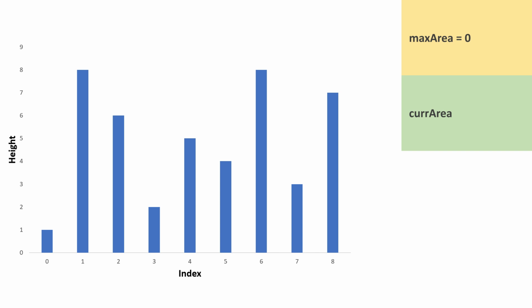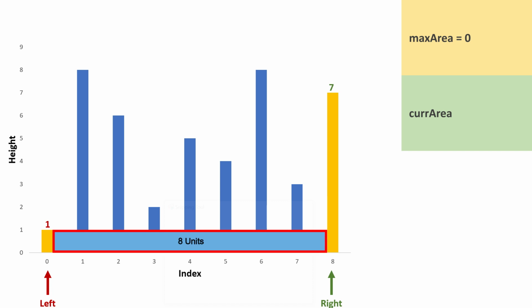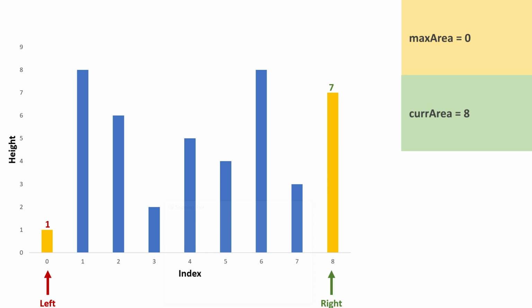As mentioned earlier, left pointer starts from the first element and right pointer starts from the last element in the array. For each iteration, we calculate the area that we can form using the current left and right heights. The area that we can form using these two heights is 8 units. So we update our current area to 8 units. This current area is greater than the max area that we have so far. So we update max area to 8 units.